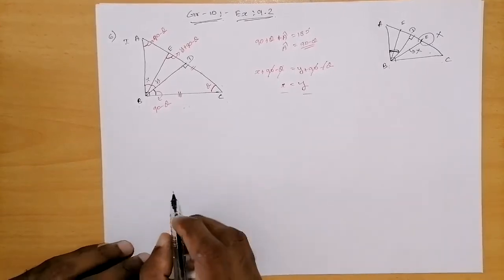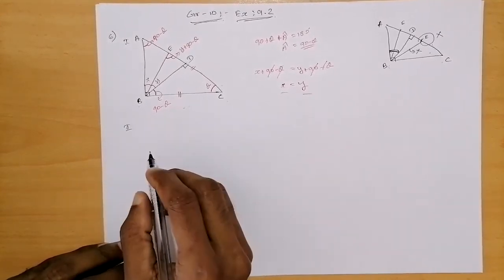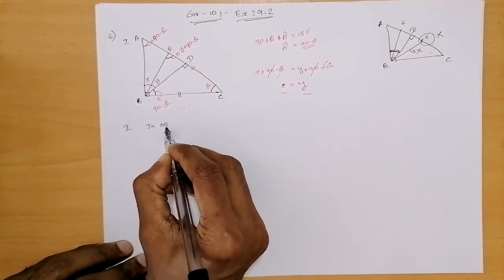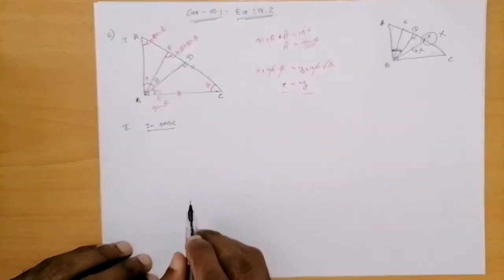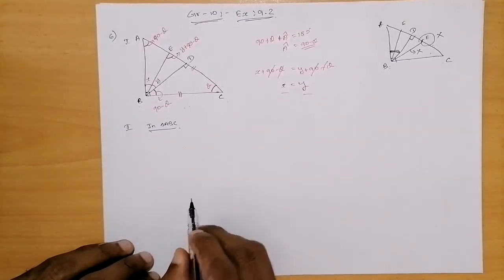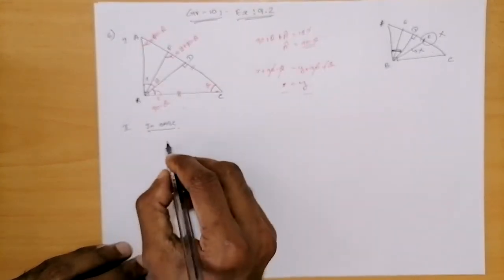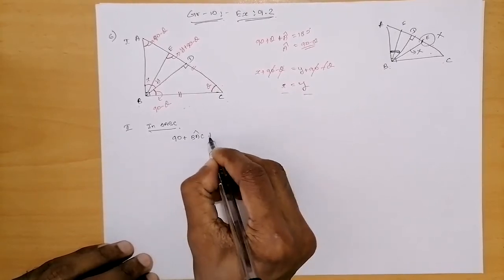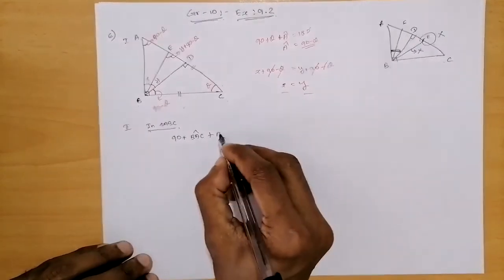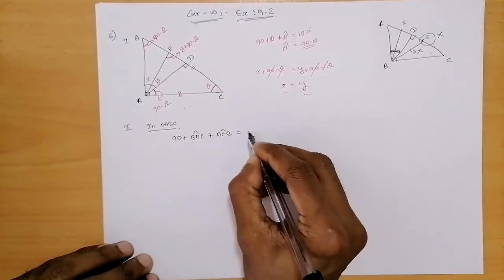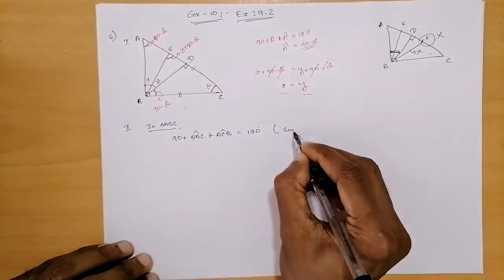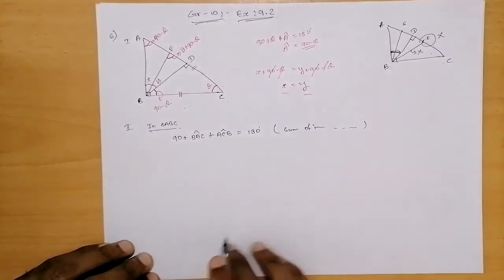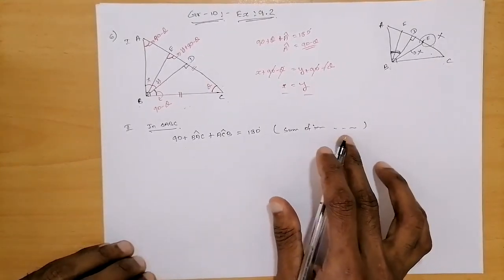Okay, so first step, for the answer we are going to take triangle ABC. So in triangle ABC, we are going to use the interior angle sum. So 90 plus BAC plus ACB is equal to 180. Reason: sum of interior angles of a triangle. Write it in full form: sum of interior angles of a triangle.